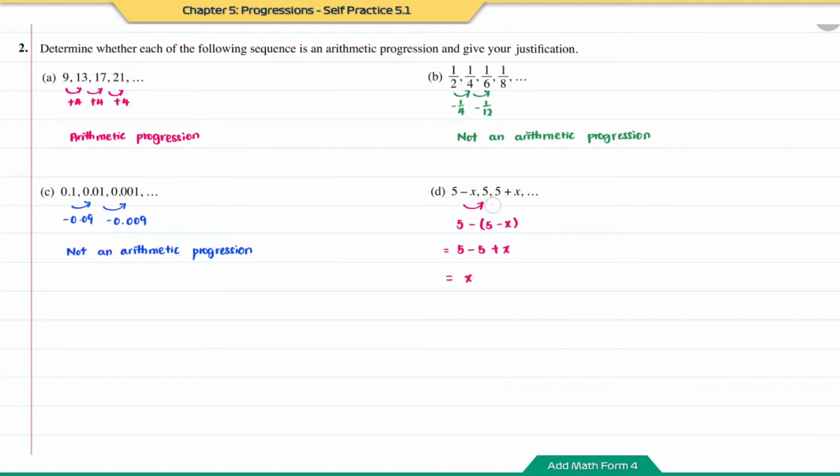Now, if you use another two consecutive terms, it's going to be 5 plus x minus 5. So my 5 minus 5 here will be cancelled. Therefore, the answer will be just x. So the difference between the two consecutive terms is the same, which is the constant value x. Therefore, for questions D, this sequence is an arithmetic progression.